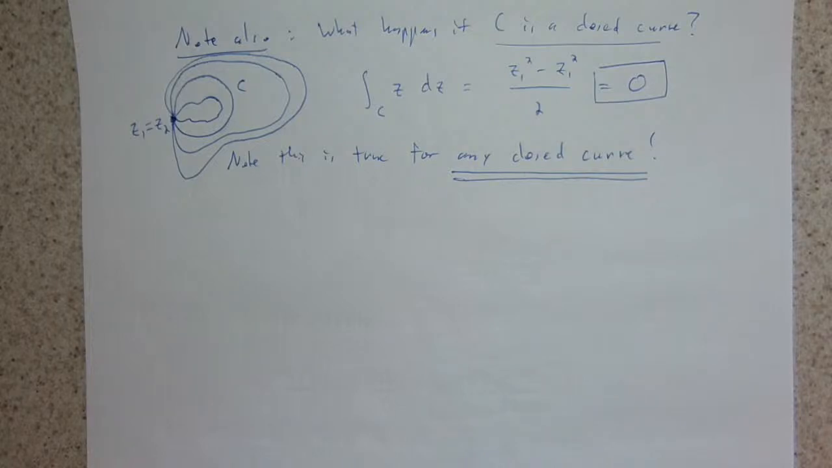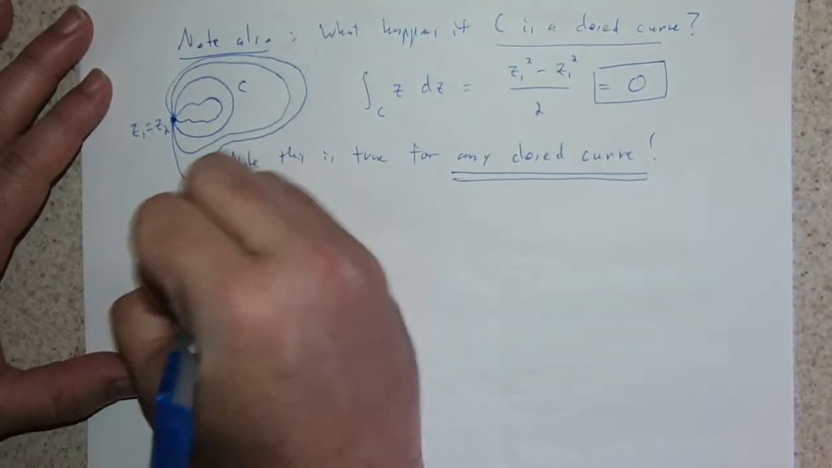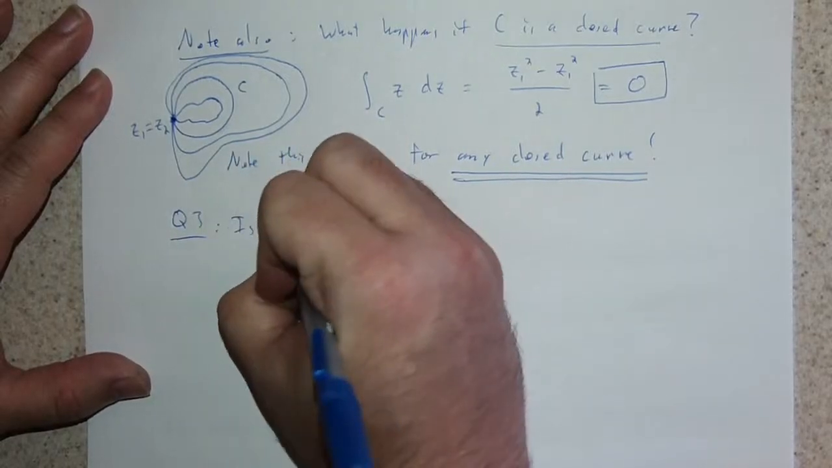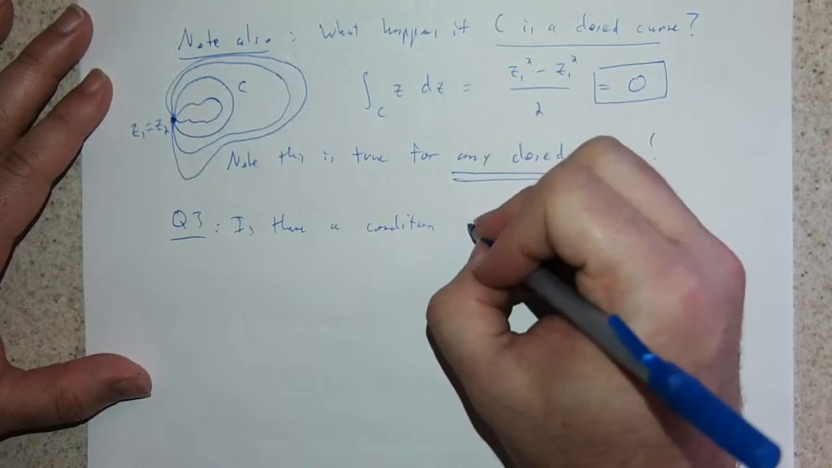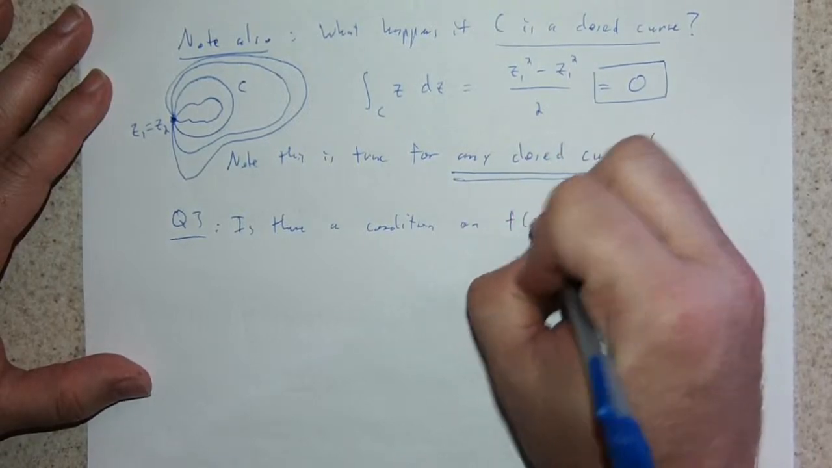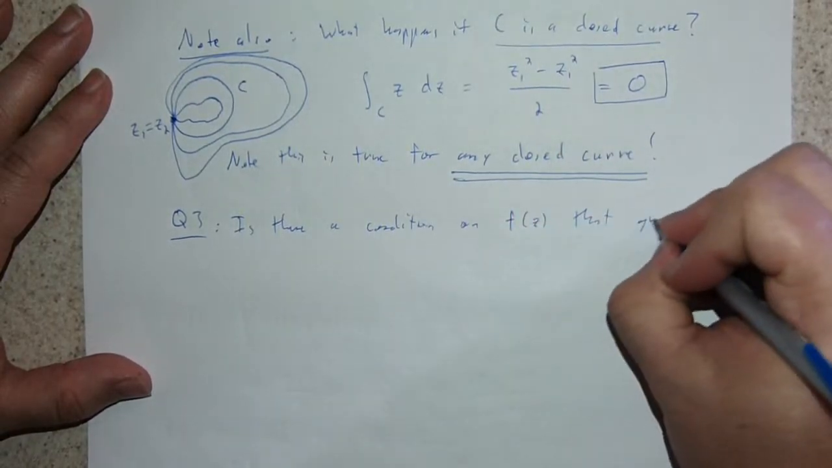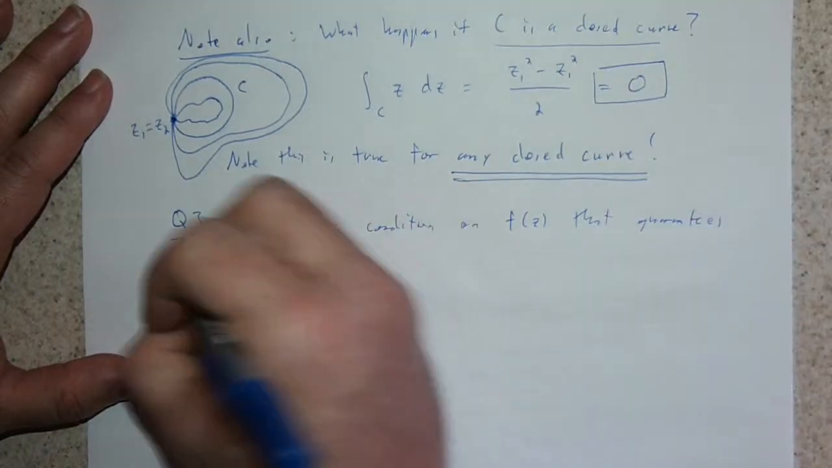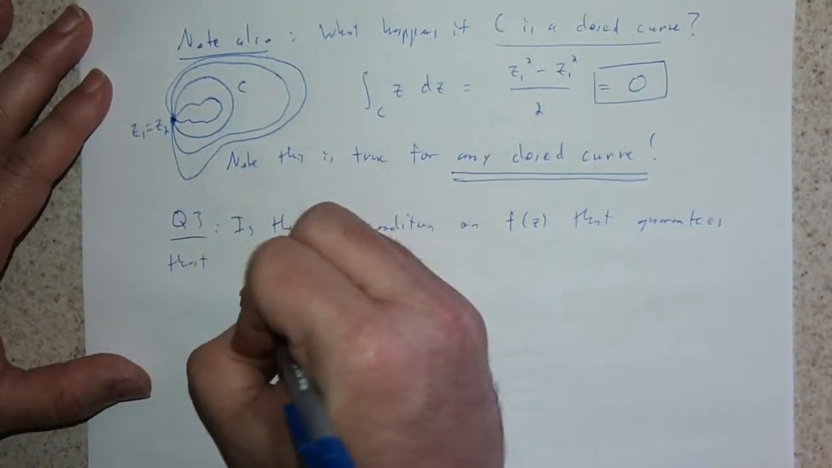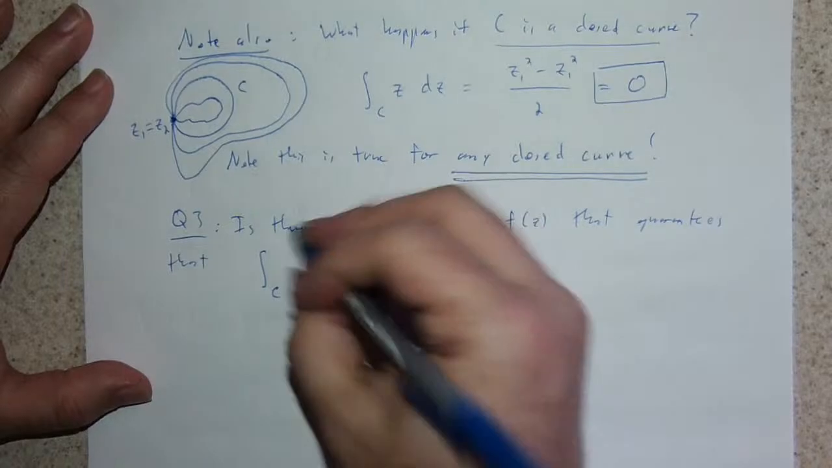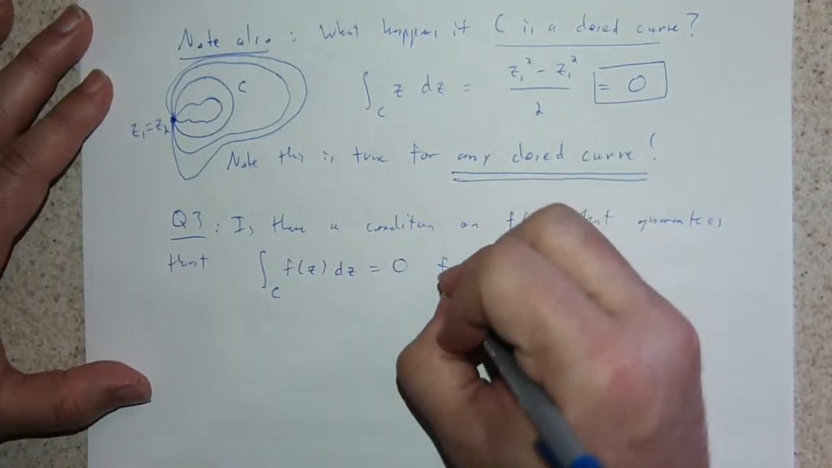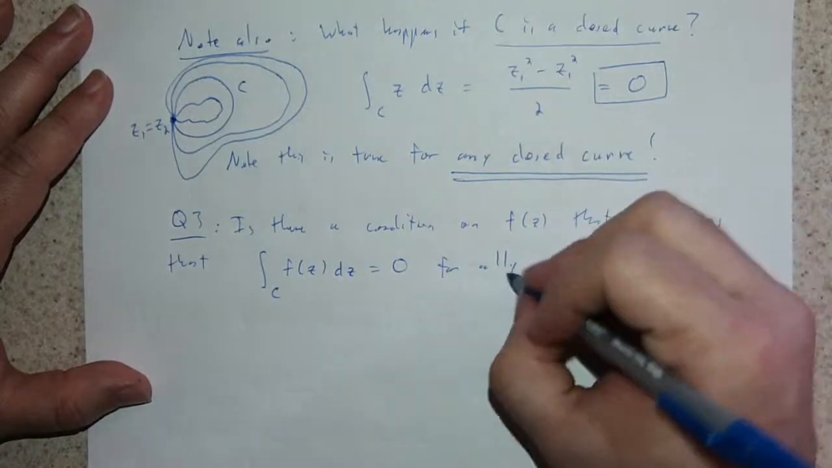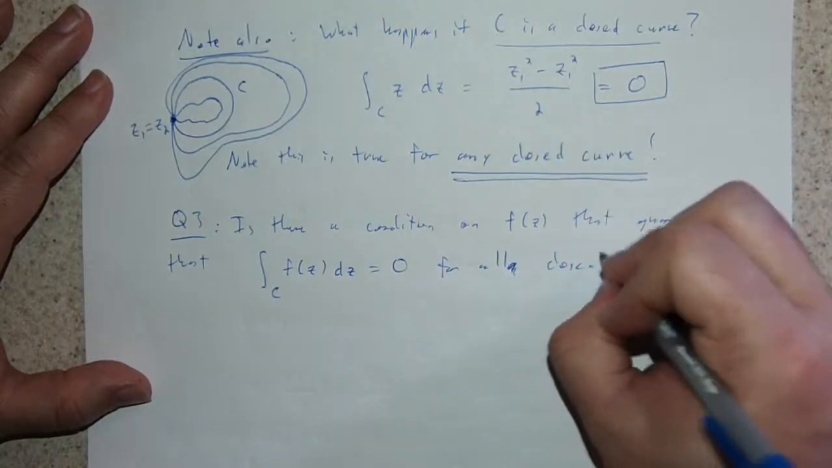And so I have another question. All right, so question 3. Is there a condition, say on f, that guarantees that the integral along contour C of f of z dz is equal to 0 for all closed contours C?